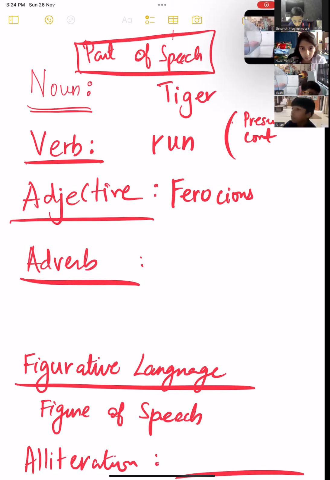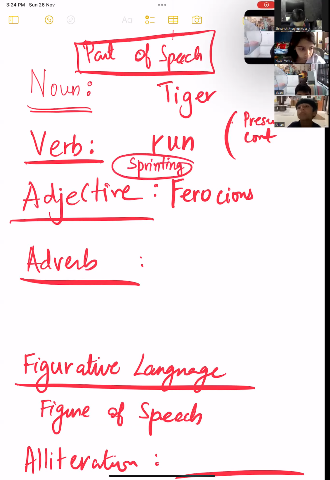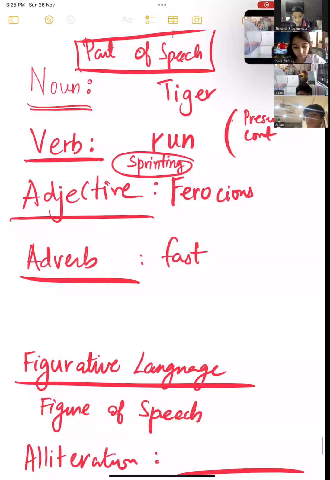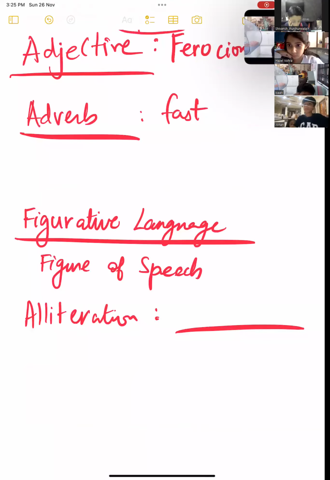Sprinting will become a verb, okay? But we have to describe with an adverb how he was running. So it can be fast or slow. Now you tell me. Fast. Okay. He was running fast. So now we've not been able to find alliteration, but another figure of speech. Johan, have you heard of simile and metaphor?